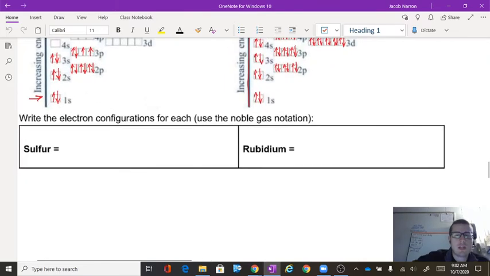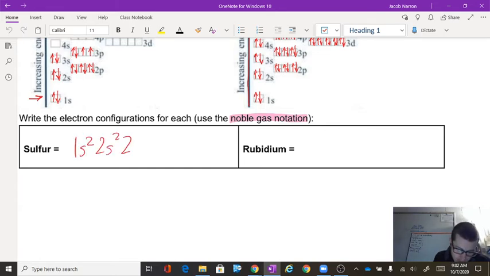It says, write the electron configurations for each, and it specifically says, use the noble gas notation. Because the thing is, I could go in for sulfur and start running out and saying, oh, I've got 1s2, 2s2, 2p6, 3s2, ooh, that was a good 2, and then 3p4. I could, but that's not what the question's asking for. And a lot of students, those of you that didn't skip this, a lot of you went and did the full thing. Don't do that.